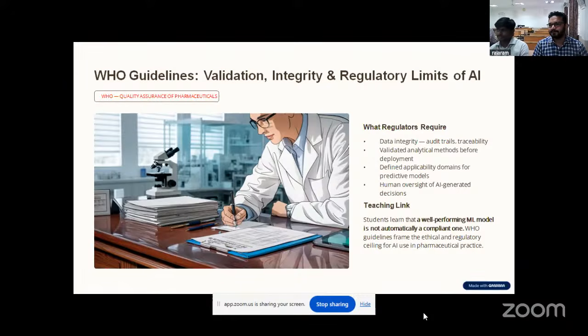So what is the output here? Students learn that a well-performed machine learning model is not automatically a compliant one. WHO guidelines frame things by using ethical and regulatory ceilings for AI use in pharmaceutical practice. So here you can refer to what I am telling the students. WHO Quality Assurance of Pharmaceuticals is clearly mentioned on the WHO site. You can go there and find it out.